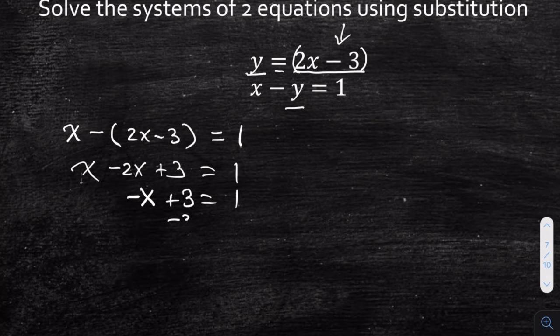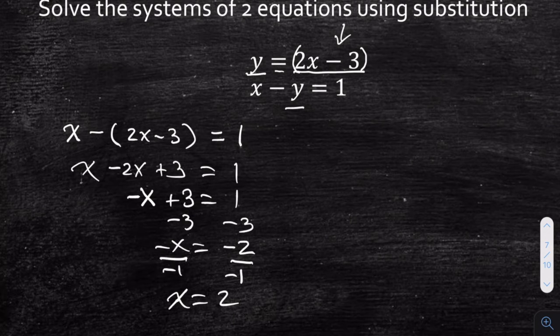And I can subtract 3, and I get negative x is equal to negative 2 when I combine the 1 and the negative 3, and I can divide everything now by negative 1. And I get x is equal to 2, because negative over negative is positive. So x is equal to 2. The second equation is the easiest to use, so I'm just going to use it. I'm going to replace x with 2, and by the way, that's a substitution, because I know that x is equal to 2. 2 minus y is equal to 1.